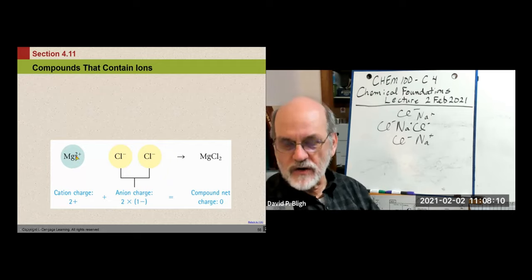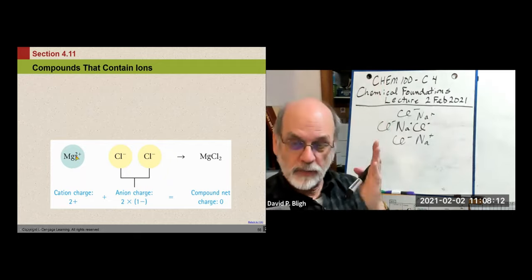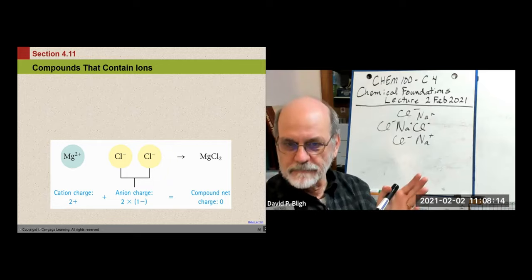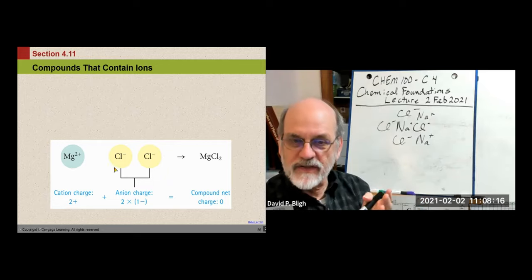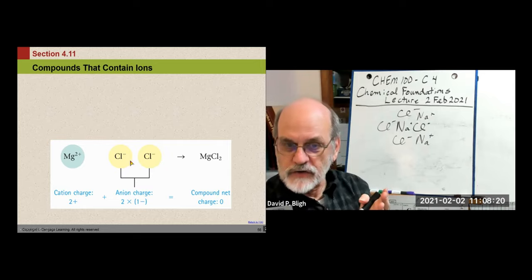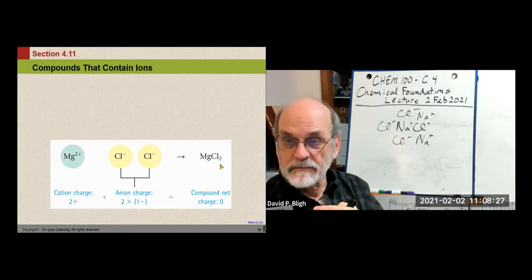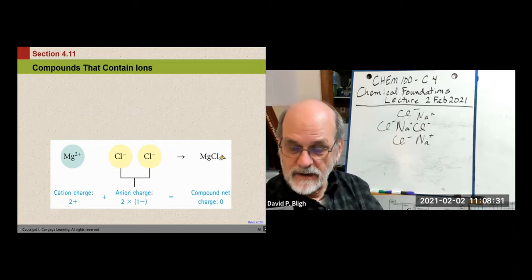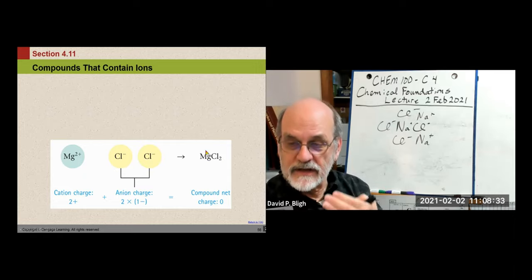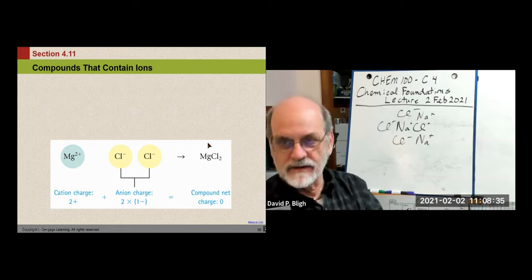Magnesium is a 2+ charge. It's in the second family, second group. So they're all 2+. In order to combine with an anion like chloride, you need 2, right? 2 negatives to balance 1 positive. And that's why the MgCl2 is written that way. 2 times a minus 1 equals 2 minuses. And 1 times a 2+ equals 2+. We're balanced. Net charge is 0.